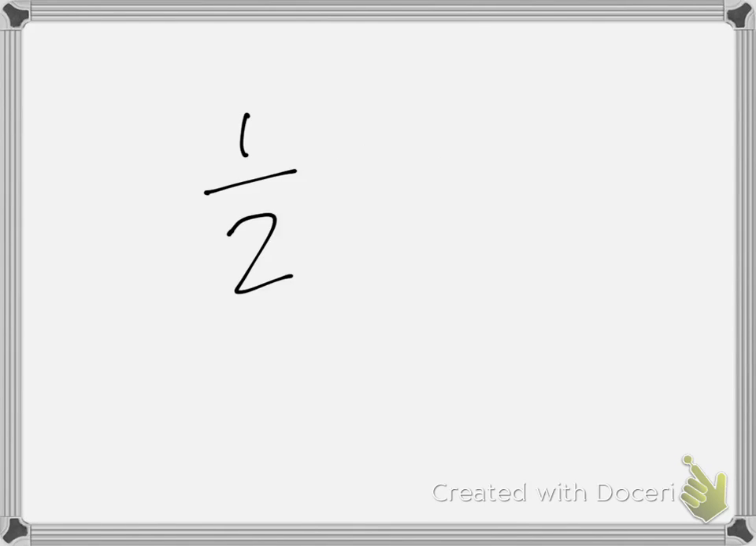1/2 of 2/3. What does that "of" mean again? Multiply. In most cases, "of" will mean multiply. And then we multiply. How do we multiply this? How do I multiply it? What's the rule, Hannah?